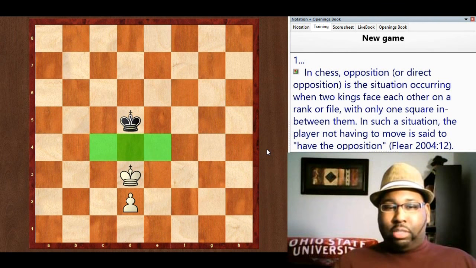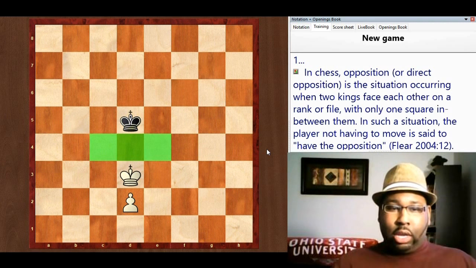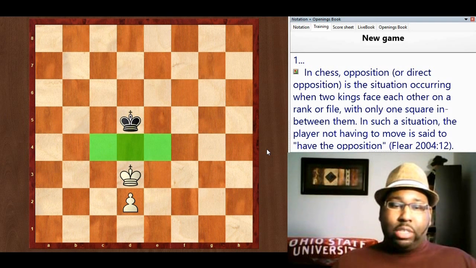Today we're going to be covering some endgame fundamentals because you have to know the endgame techniques to win. I mean, it's all fine and dandy being able to remember a 20 move opening, but you need to know the endgames so you can convert those wins or save the draws. So today we have opposition.